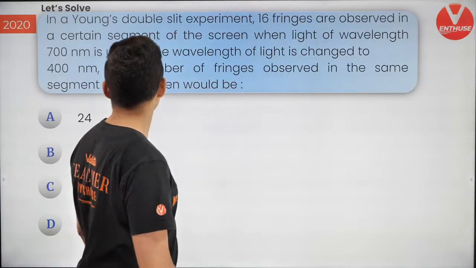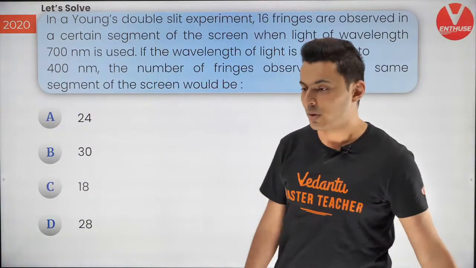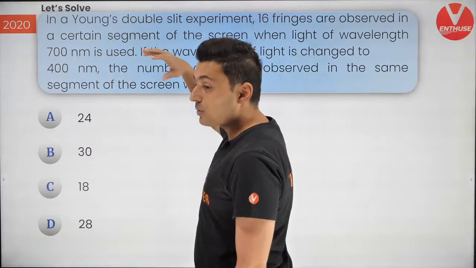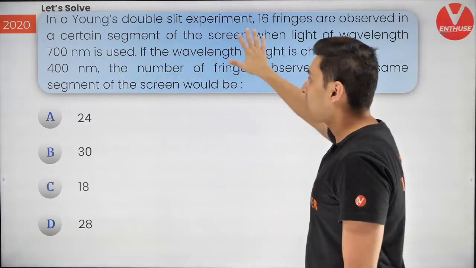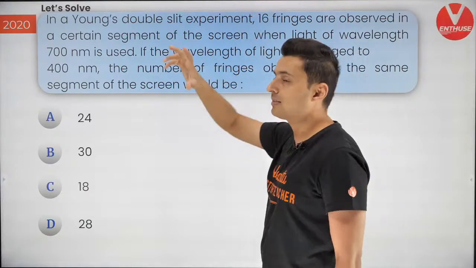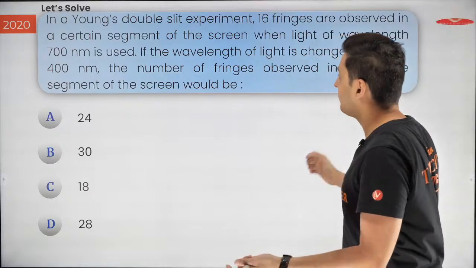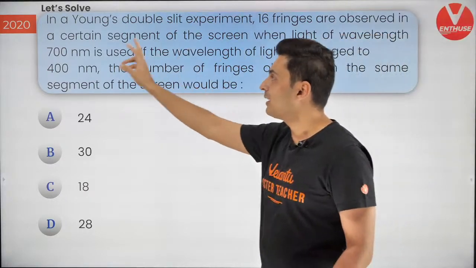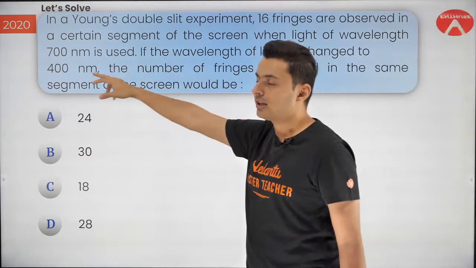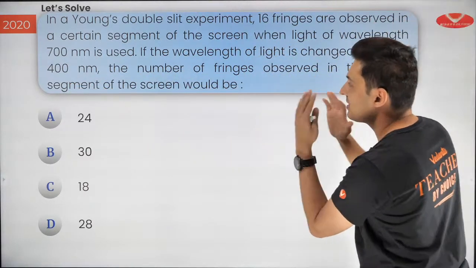Okay, let's get going with the next question now. There are only questions. Let's see how many of you can do this. This was actually good concepts, by the way. In Young's double slit experiment, 16 fringes are observed in a certain segment. Imagine a certain segment where 16 fringes are seen when light of a certain wavelength is used. Now if you change the light to 400 nanometers, how many fringes will be seen in that same segment of the screen?